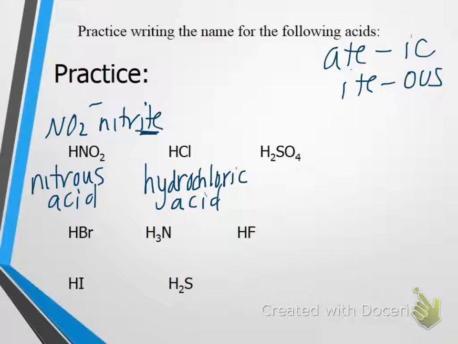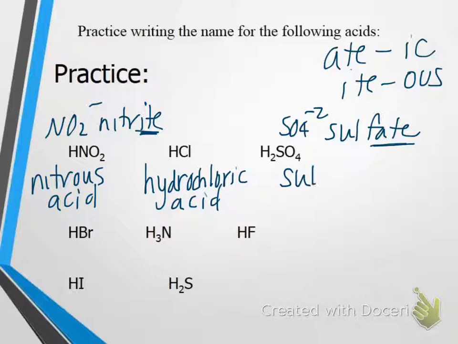H2SO4, SO4 is sulfate. So it's hydro... No, don't use hydro when you see oxygen. Oh wait, there's oxygen, so it's ate, sulfuric acid. Remember, that's the one we got to put the R sound back in there. So that'd be sulfuric acid. And you do have to write the word acid, okay? HBr, hydrobromic. That'd be hydrobromic, okay?